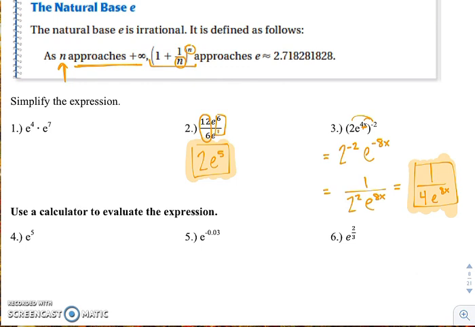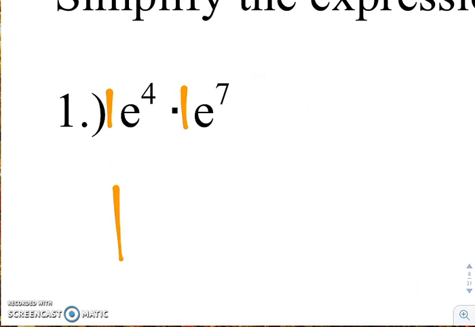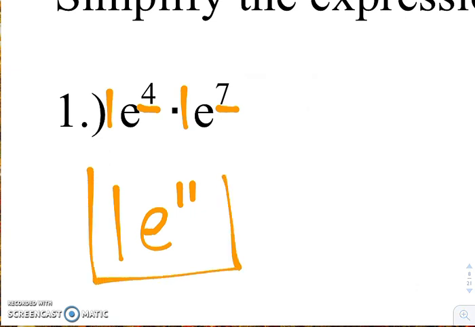So for number 1, you are always multiplying the numbers out in front. Even if you don't see them, remember it's just a 1. So 1 times 1 would be 1. You're going to keep that base and add the exponents. So 1e to the 11.